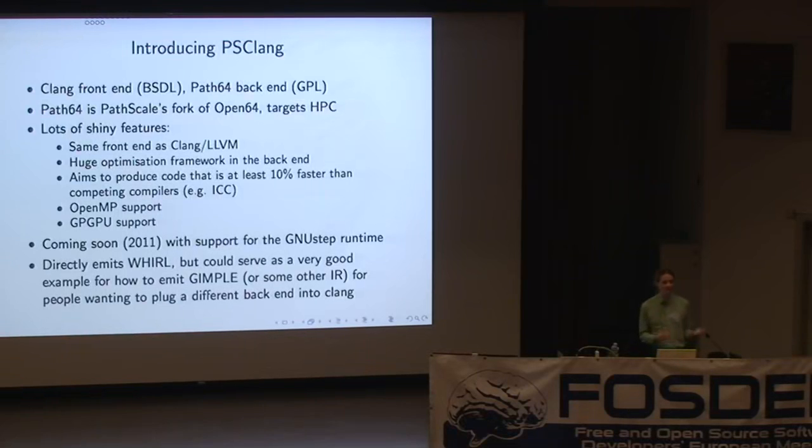So they're really heavily focused on optimization. Their aim is to be 10% faster than any other competing compiler. So if you file a bug report with them saying, ICC is faster than you for our code, they regard that as a valid bug report. It has stuff like OpenMP. It has support for offloading stuff onto the GPU.